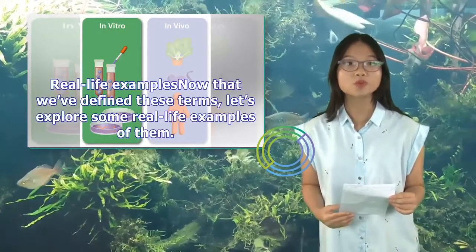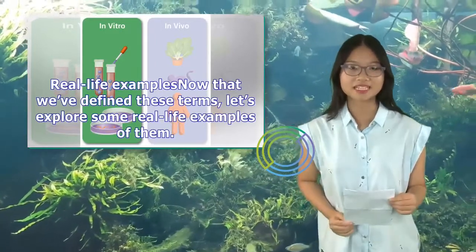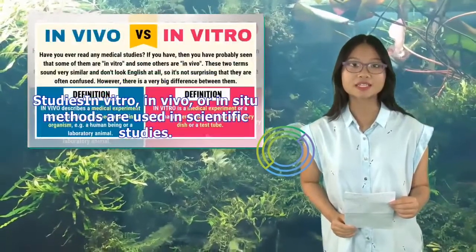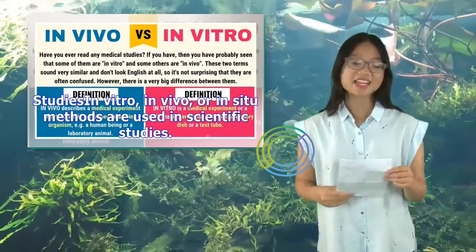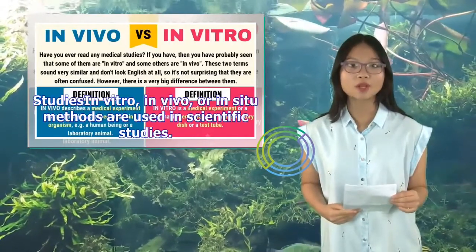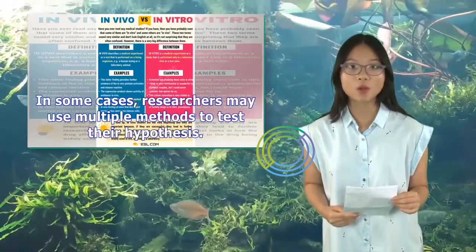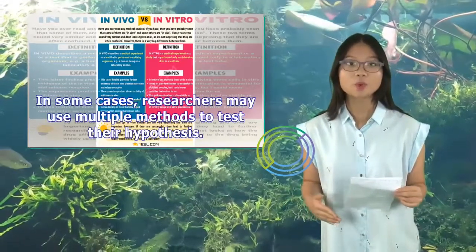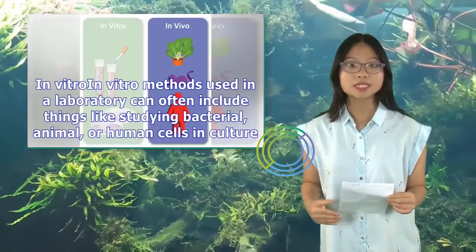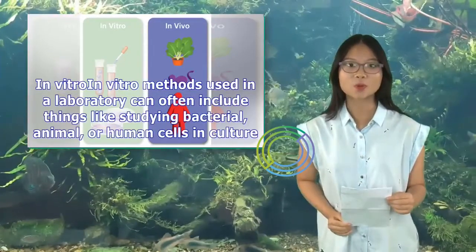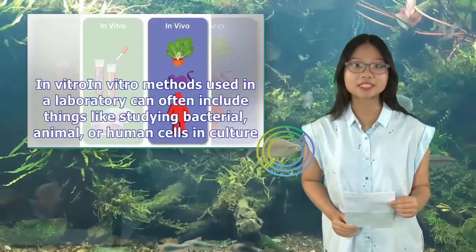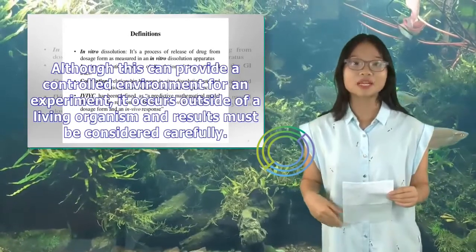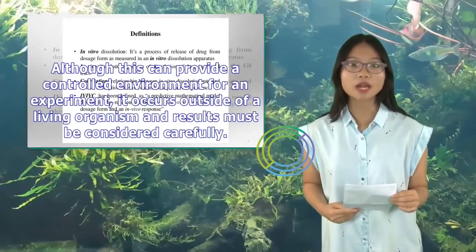Real-life examples. Now that we've defined these terms, let's explore some real-life examples of them. In vitro, in vivo, or in situ methods are used in scientific studies. In some cases, researchers may use multiple methods to test their hypothesis. In vitro methods used in a laboratory can often include things like studying bacterial, animal, or human cells in culture. Although this can provide a controlled environment for an experiment, it occurs outside of a living organism and results must be considered carefully.